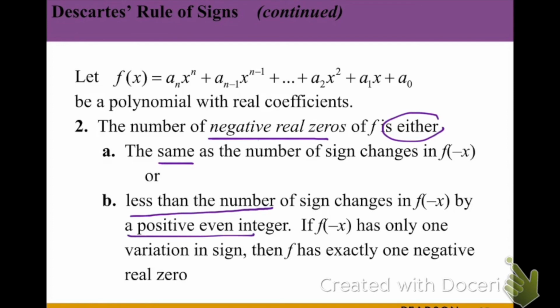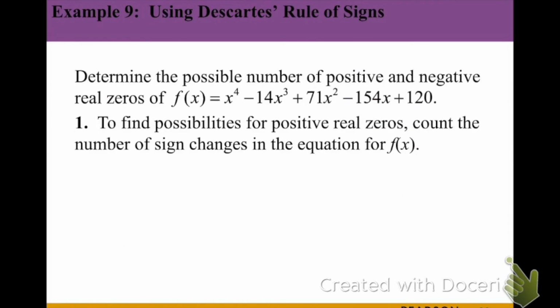The number of negative real zeros is either the same as the number of sign changes in f of negative x, so we have to evaluate first, or less than the number of sign changes in f of negative x by a positive even integer. Again, if f of negative x only has one variation in sign, then that polynomial is going to have exactly one negative real zero. So let's try this out. Let's consider this polynomial. And we want to determine the number of possible positive and negative real zeros. Let's start with the positive.